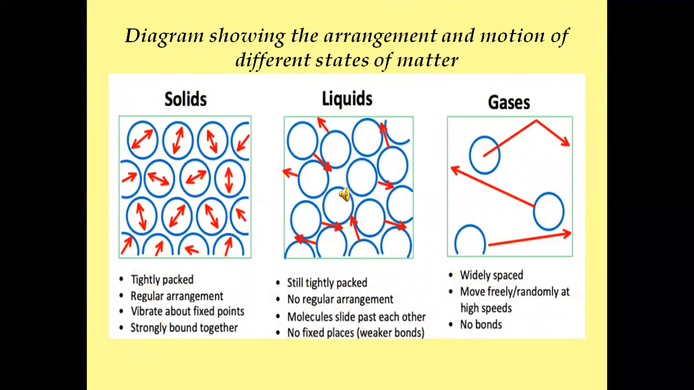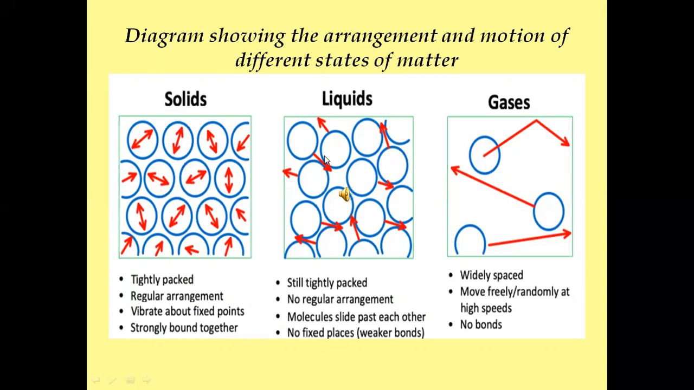Now the differences in details. Look at the molecules of solids and their arrows. They are tightly packed, they have a regular arrangement, and they are vibrating in a fixed position, since they have very strong bonds between them. See, these arrows represent the vibration of each molecule in the same place.